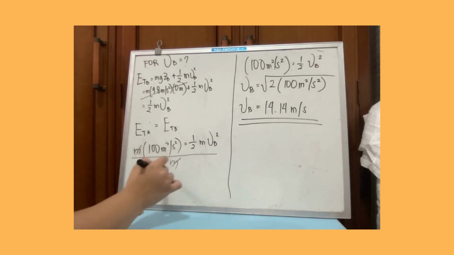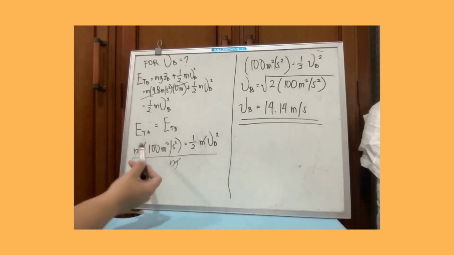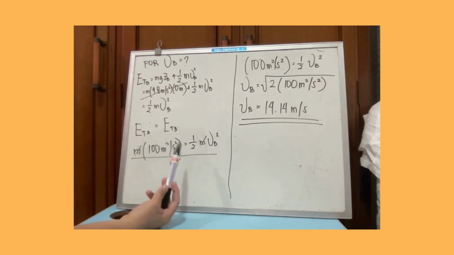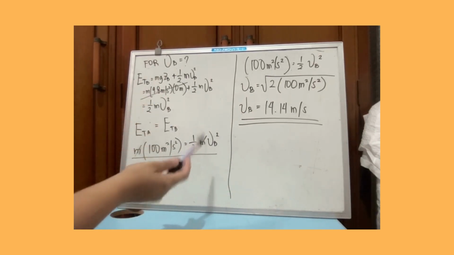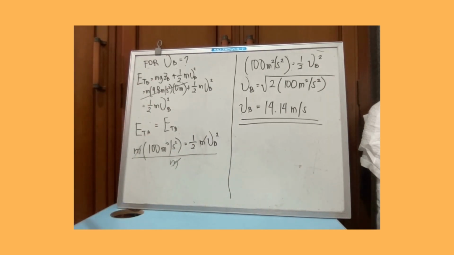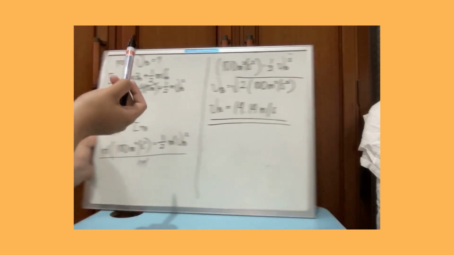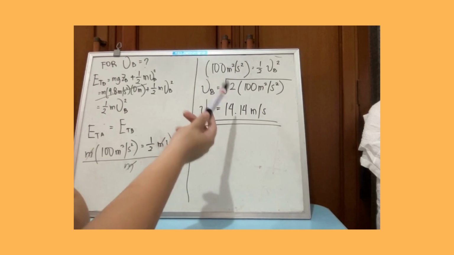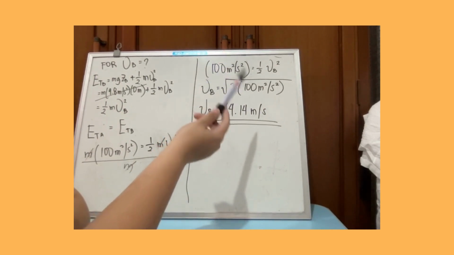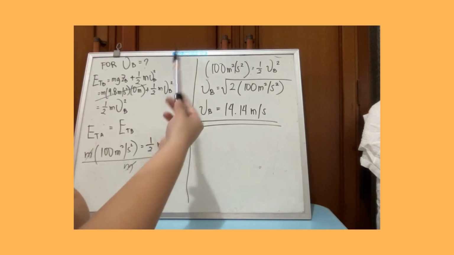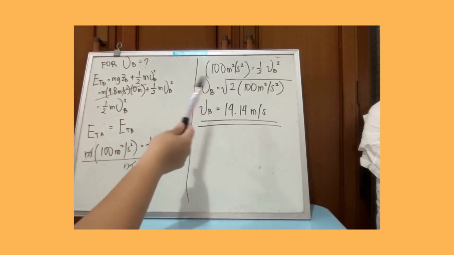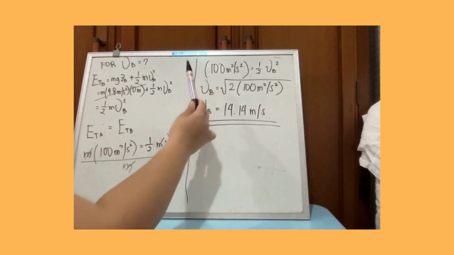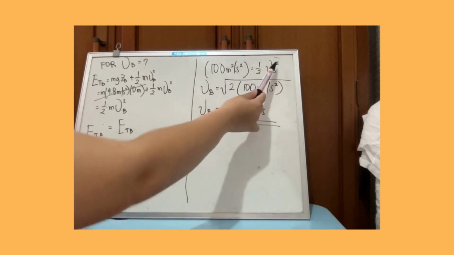So, cancel, cancel, cancel. Ang natitira is 100 meter squared per second squared is equal to 1/2 times speed sa B squared. Dito tayo. So, 100 meters squared per second squared is equal to 1/2 times speed sa B squared. So, para malabas natin yung speed sa B, we need to transpose the 1/2 sa kabila, then square root natin para matanggal ang squared.